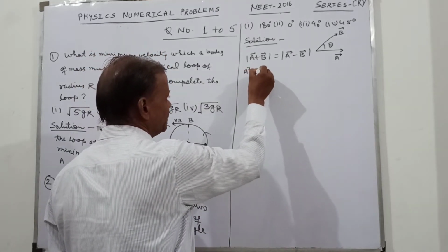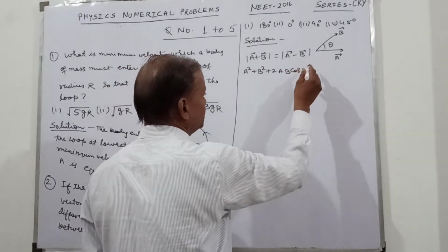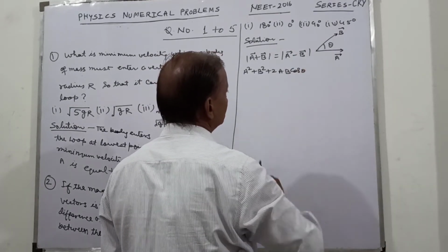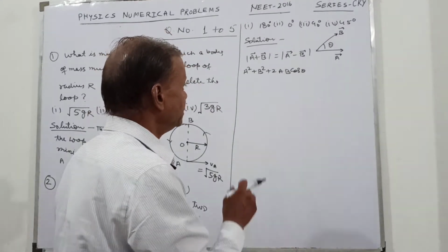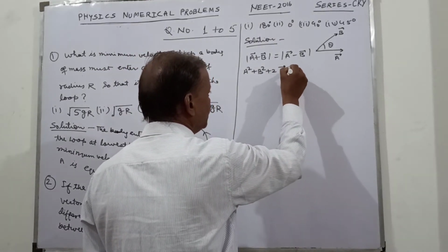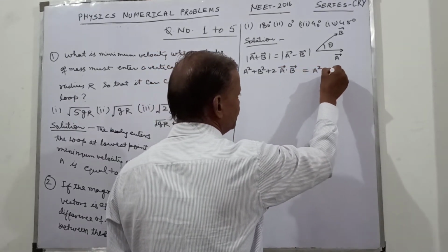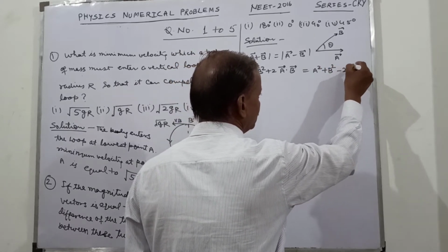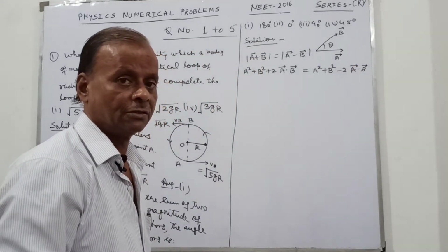Then this is A squared plus B squared plus 2AB cos theta. Sometimes the question may be asked why this is cos theta. Then it is better to write A dot B. This is equal to A squared plus B squared plus 2 A dot B, and on the other side, minus 2 A dot B. This is the right way to write this.